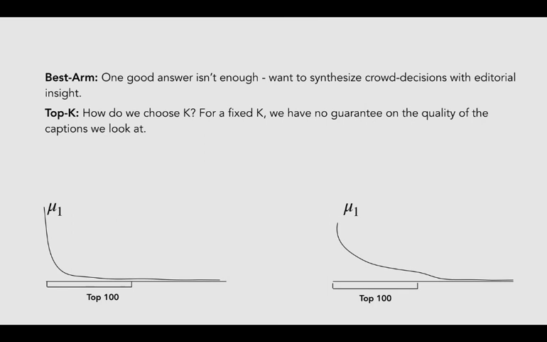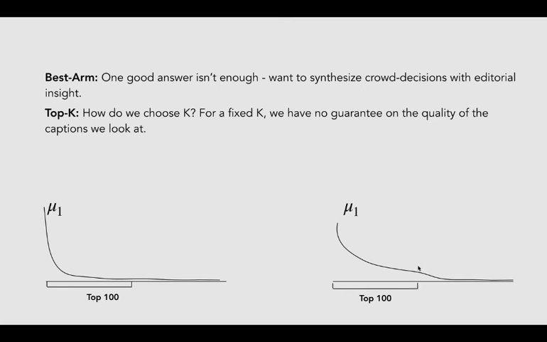For the top K objective, we run into various issues. And the main issue is, how do you choose K? So for example, in the following plots, I've drawn a curve. This is the drop-off of the means we saw before. And I'm going to assume that we just set K to be like 100. So we're taking the top 100.